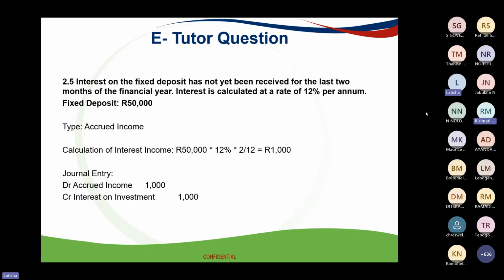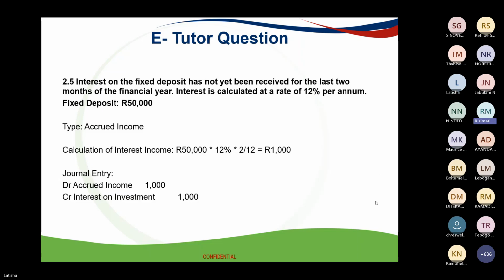Okay. A question about why 2 divided by 12. If you read the question, it says interest income has not been received for the last 2 months. So that is telling us for 10 months we have received it. If a year is Jan to December, Jan to October we've received, we haven't received November and December. And that is why it's only 2 months of interest income that is outstanding that we have not yet received.